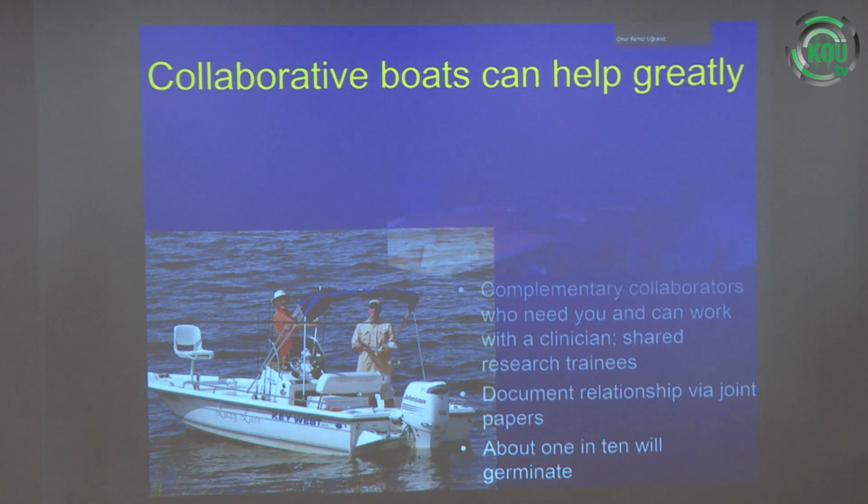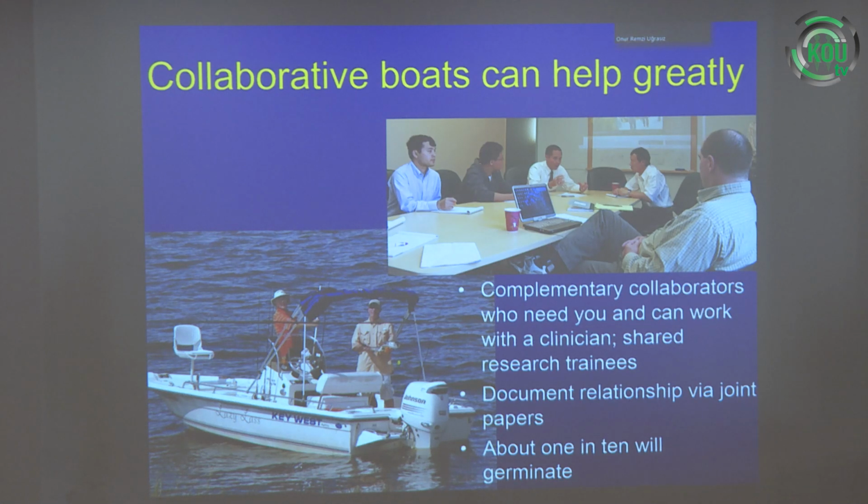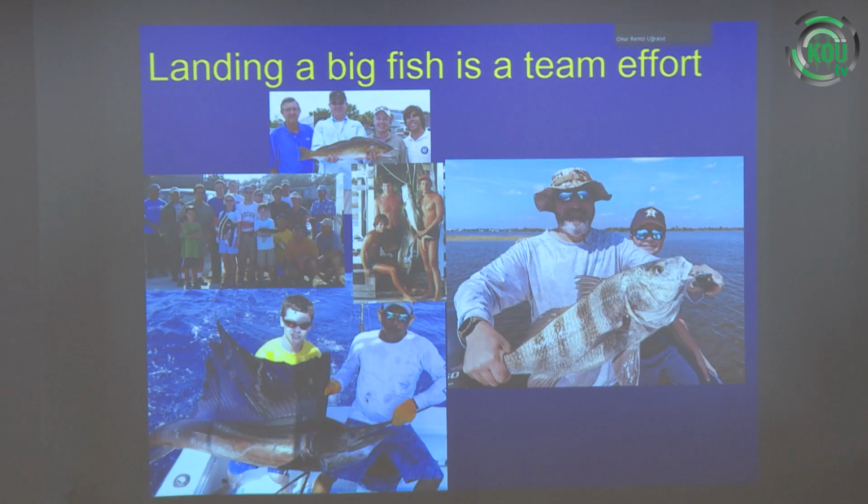Collaboration can really help. We really need collaborators like Jay. Shared research trainees can help facilitate those collaborations. You want to document that you can really collaborate by having joint papers. To me, maybe 1 in 10 people that I start a relationship with actually get to the level where I'm writing a paper. So early on you have to go out and get to know people, but you have to match at some point with regards to your work style and what your interests are. Landing a big fish takes a team effort, and this is where I look at some of the people in the audience, like Dr.